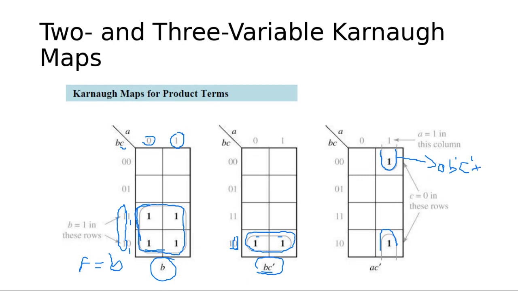Plus this one. This one also means A, not B, and C. You can get the parenthesis of A and not B. You can get not C and B.